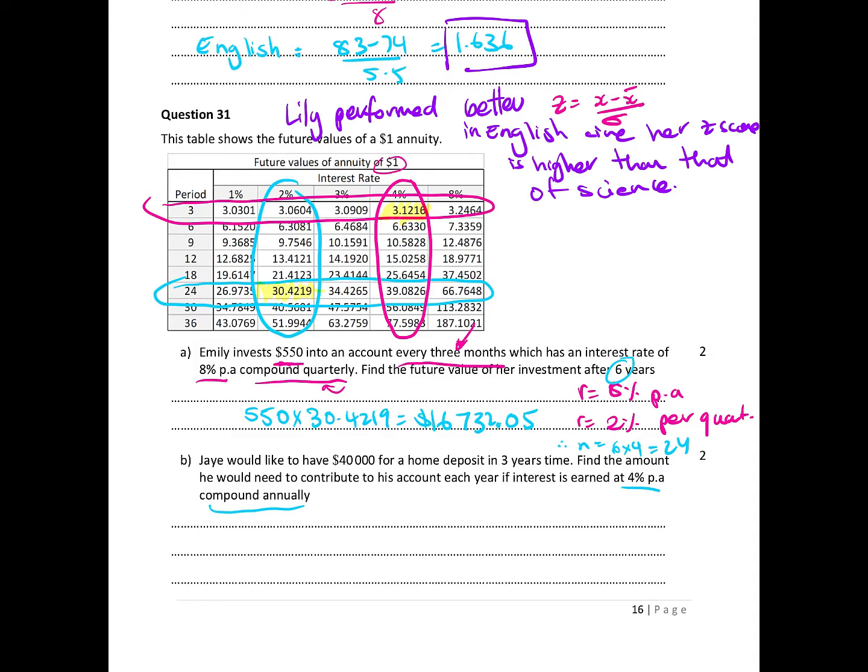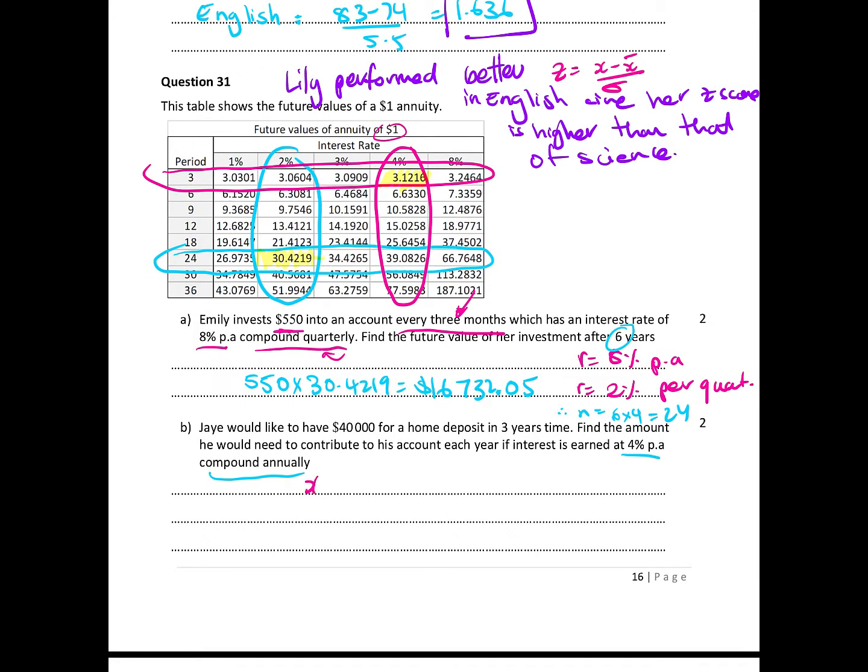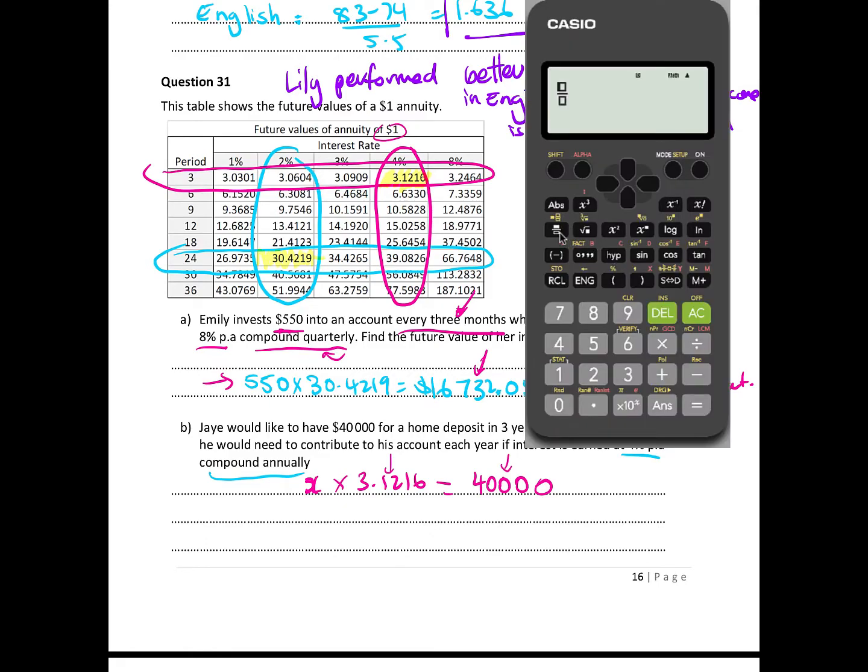So really, I want to know what the amount is. What do I have to contribute? In part A, I contributed $550 every quarter. This time, I don't know what my contribution is. I'll let it be X. That gets multiplied by 3.1216, and I want it to equal $40,000. Do you see how it's just the reverse of part A? In part A, I knew what my annuity was, and I had found the intersection, so I could find the future value. Now I actually have the future value. I know what that intersection is, and I want to find what my contribution is.